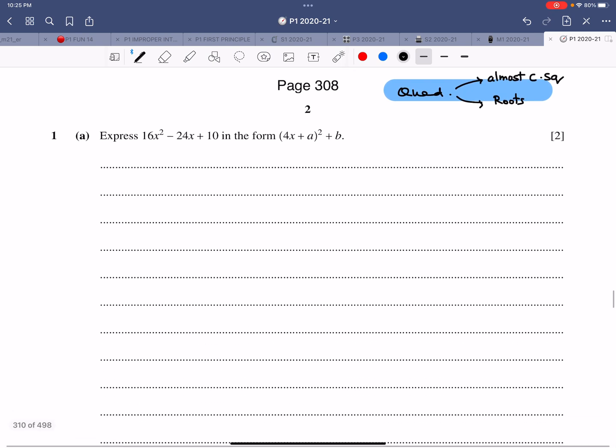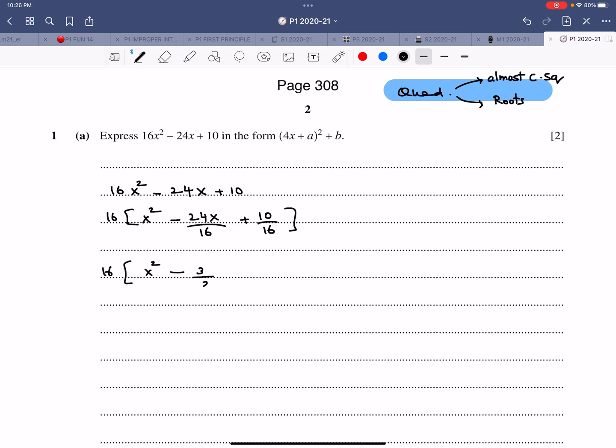Now the very first part we are starting with is 16x square minus 24x plus 10. Make sure the coefficient of x square is 1. So 16, x square minus 24x over 16 plus 10 over 16. Taking 16 as it is, x square minus 3 over 2 x plus bracket square minus bracket square plus 10 over 16. I'm not reducing the last fraction. This is negative 3 over 2, half it, negative 3/4.